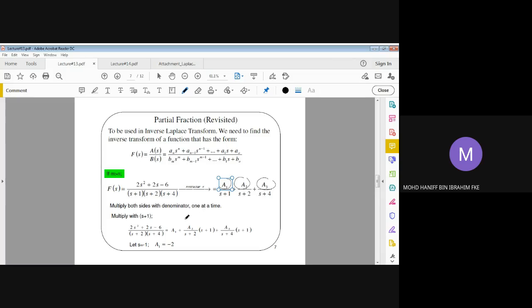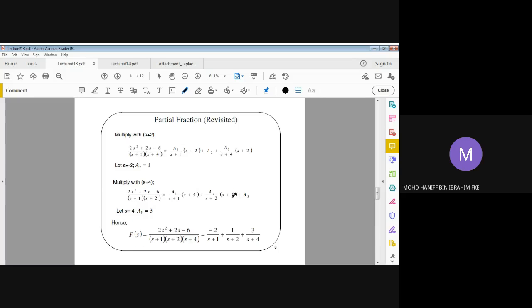I think you have learned this very much in mathematics, so we just proceed further. In order to find a1, we have to multiply both sides by s plus 1, and then substitute s equals -1. So we find a1 equals -2. Then to find a2, we multiply both sides by s plus 2, and we're going to have this equation.